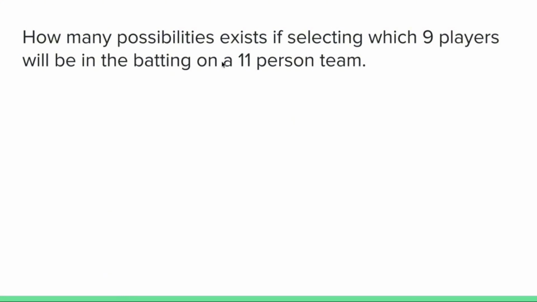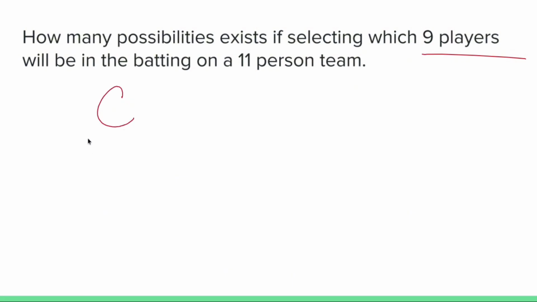How many possibilities exist if selecting which 9 players will be in the batting, I guess I should say, the batting order or whatever, on an 11-person team? Now, this is a combination. So if I'm like Johnny, Sally, Susie, blah, blah, blah, and I go Sally, Susie, Johnny, it's still the same 9 people. I don't care about the order in which they're batting because it doesn't say I care about the order in which they're batting.